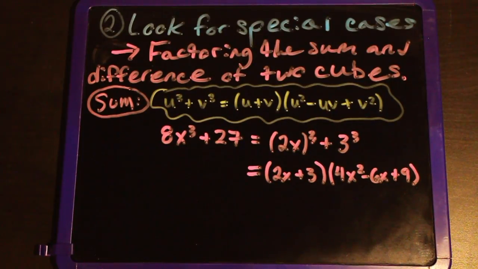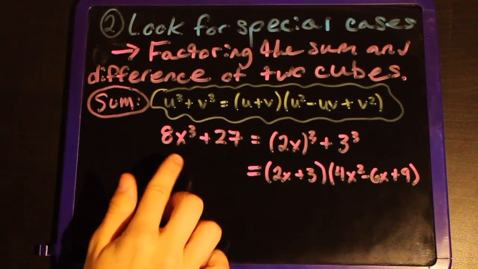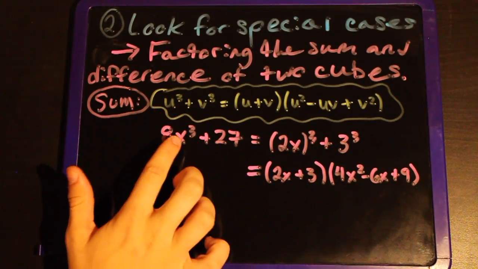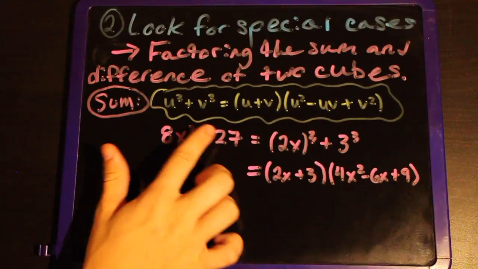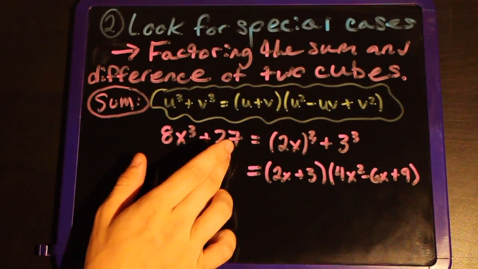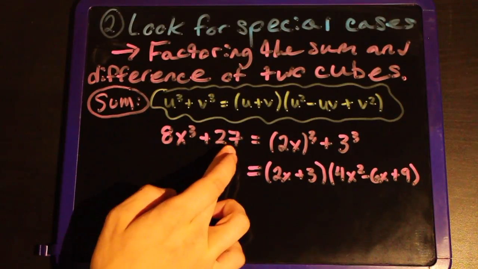So for our next special case, we'll be looking at factoring the sum and difference of two cubes. And in this instance, we will be factoring the sum of two cubes. So the two cubes in our formula will be u cubed plus v cubed. And when we look at our polynomial right here, we can see that our u is going to be 2x, and our v is going to be 3 because 3 cubed is 27.